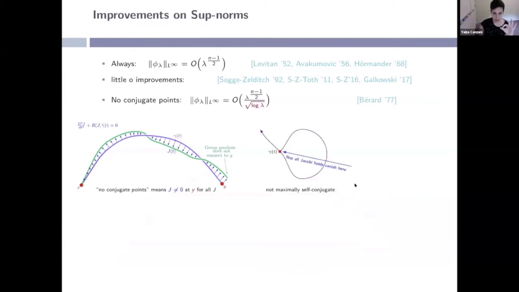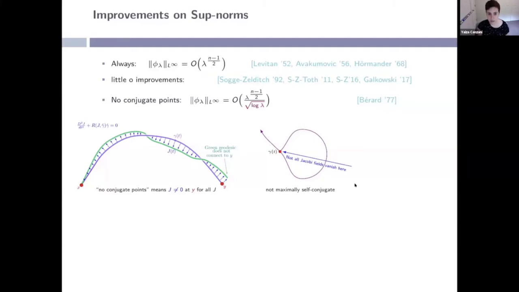For a second, let's assume that we have our point x and that it's not maximally self-conjugate. What I mean is that if you return to the point x, then not all the Jacobi fields vanish once you return. So again, you have one direction in which geodesics are spreading apart. If you work under this condition, then instead of a big O here, you can improve it to a little o.